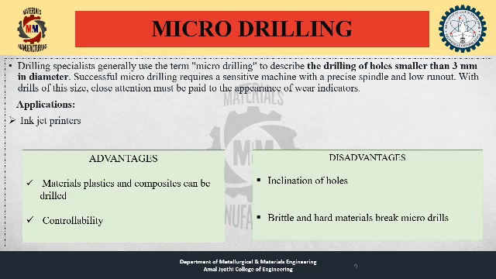Micro drilling. Micro drilling is a term used to describe drilling of holes which are mainly smaller than 3 millimeters in diameter. Micro drilling requires a very sensitive machine and precise tools. Applications include inkjet printers. There are advantages and disadvantages of micro drilling. Advantages are that materials like plastics and composites can be drilled, and there is higher controllability of micro drilling. Disadvantages include inclination of holes, and sometimes hard, brittle materials break the micro drills.